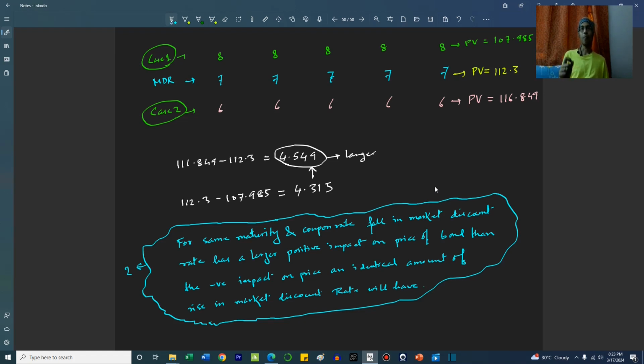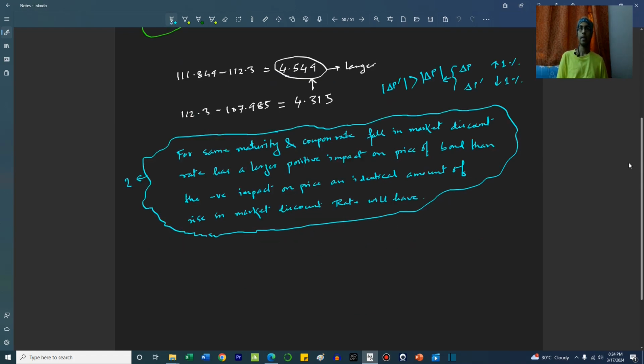So let's say a market discount rate rises by 1%. This will have, say, a price decrement of del P, and if the rate falls by 1%, this will increase the price by del P prime, let's say. This postulate is saying the magnitude of del P prime will be greater than the magnitude of del P. This is also called the convexity effect.